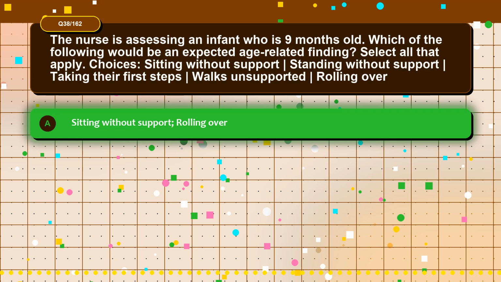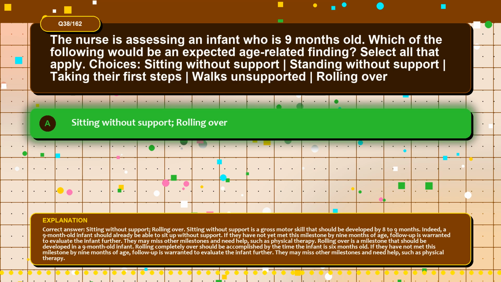The correct answer is option A: sitting without support, rolling over. Sitting without support is a gross motor skill that should be developed by 8 to 9 months. Indeed, a 9-month-old infant should already be able to sit up without support. If they have not yet met this milestone by 9 months of age, follow-up is warranted to evaluate the infant further. They may miss other milestones and need help, such as physical therapy.